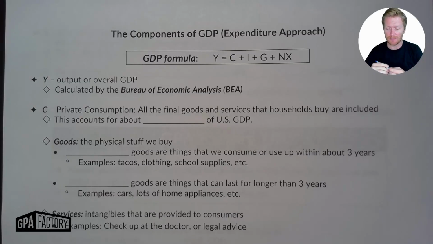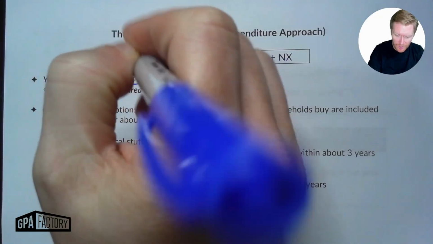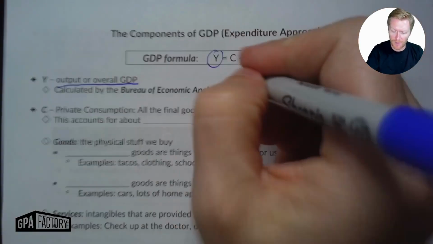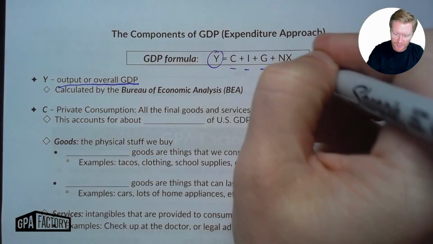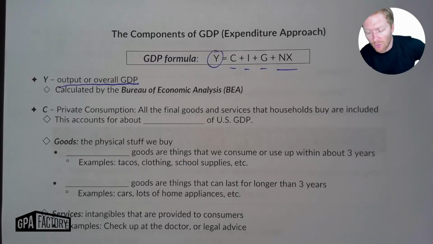And so we have this expenditures approach that takes Y, which is the total economic output, overall GDP, and breaks it up as C plus I plus G plus NX. This is one of those equations that we end up remembering, even if we don't really want to, at the end of our macroeconomics experience this semester. So Y, or output, GDP, equals C plus I plus G plus NX. And in this video, we're going to break down each one of those components.